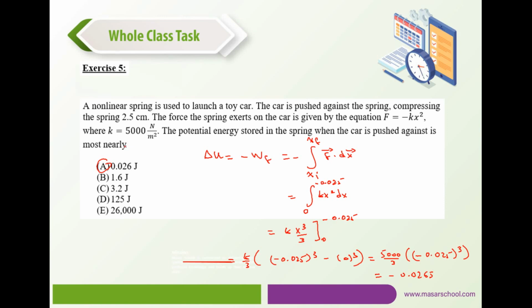And also let me do a dimensional analysis for the unit of k. F is given by kx squared. If we're interested in the unit of k, k would be given by F divided by x squared, which is Newton per meter squared.